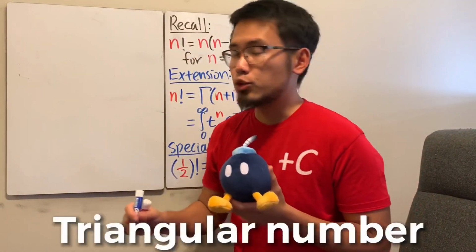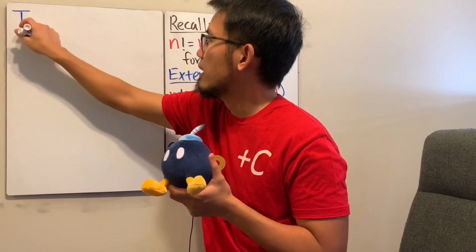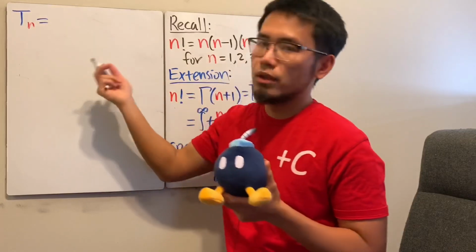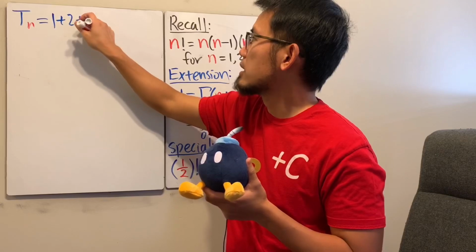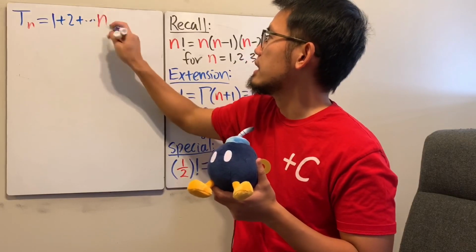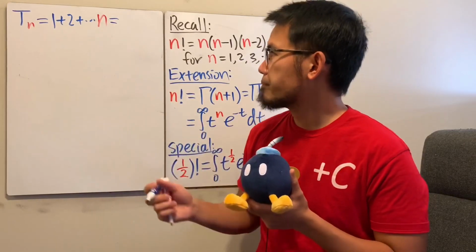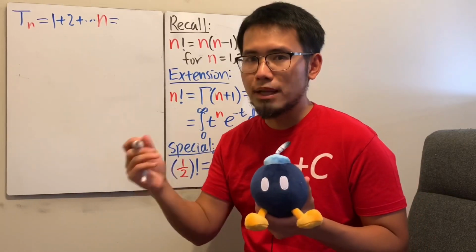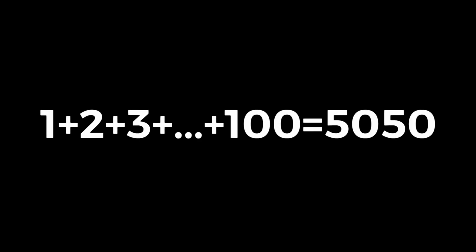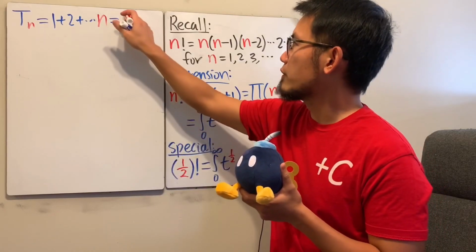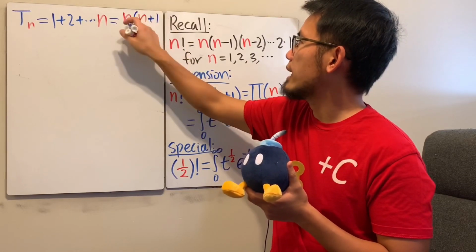This right here is called the triangular numbers. I will just put down this as Tn. And this right here, by definition, is just, you just add them up: 1 plus 2 plus dot dot dot up to n like this. Right? It's a pretty famous question, like Gauss, 1 plus 2 plus 3 plus up to 100. 50-50, by the way. You end up with a nice formula for this. This is just n times n plus 1 over 2.